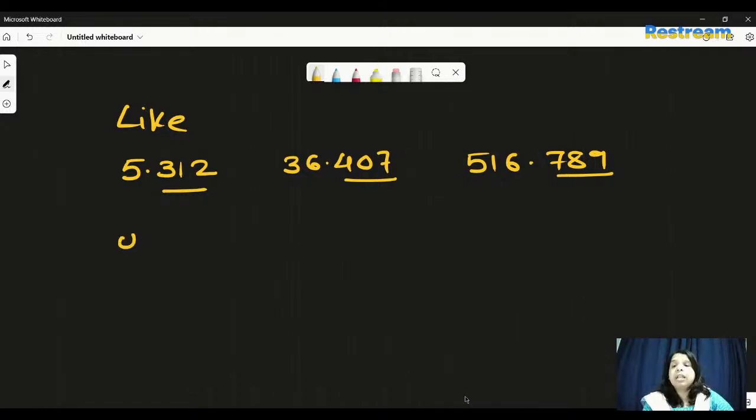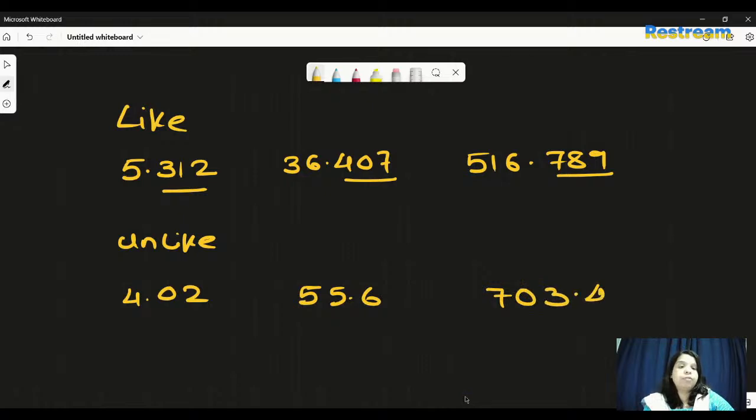In unlike decimals, as you can guess, the number of digits after the decimal point are going to be different. So it is going to be, let's say, 4.02, 55.6, and 703.4821. Here we have 2 digits, here we have 1 digit, here we have 4 digits. So these are all unlike decimals. They don't have the same number of digits after the decimal place.